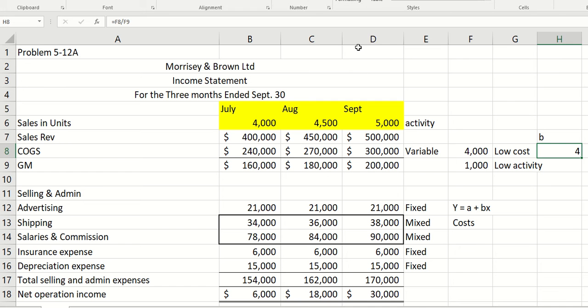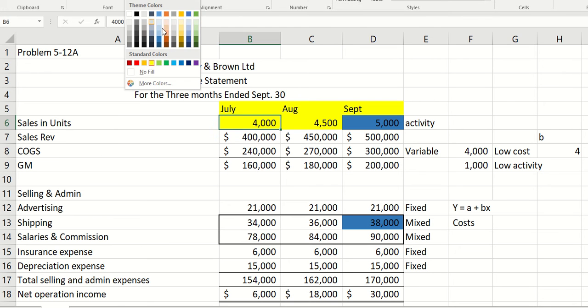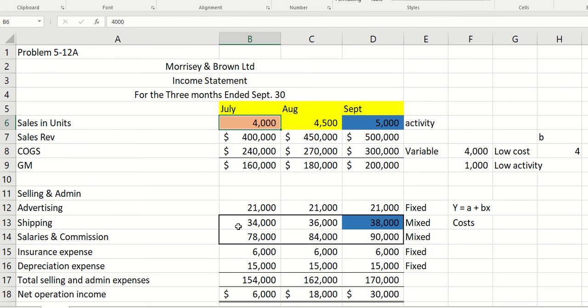Remember, I can plug in the high point. This would be, maybe I'll make it a different color. This is the high point, and this is the low point here. This is our low point, just for shipping, right? So I know the variable component for shipping is just $4 per unit. And so I can solve, let's use the low point this time.